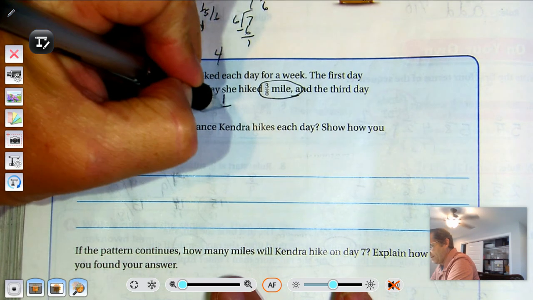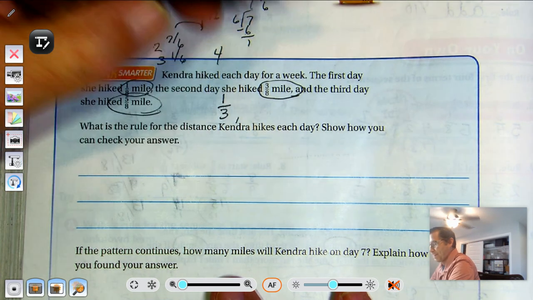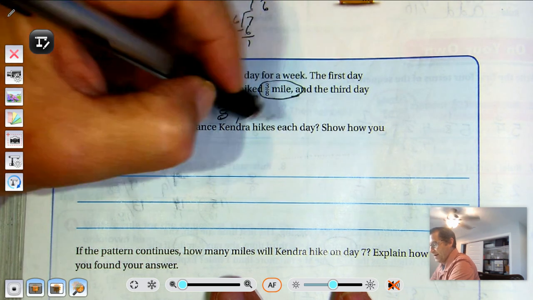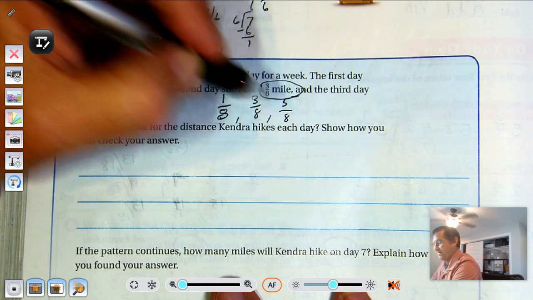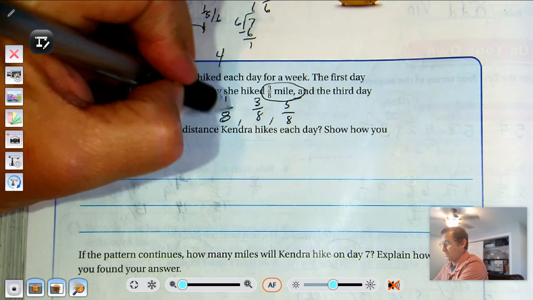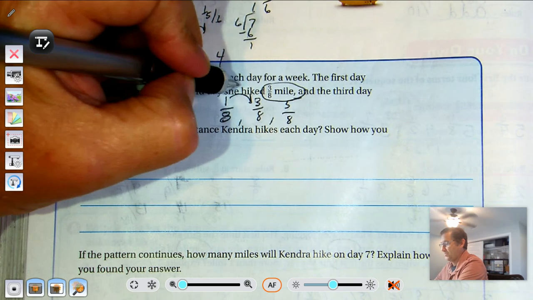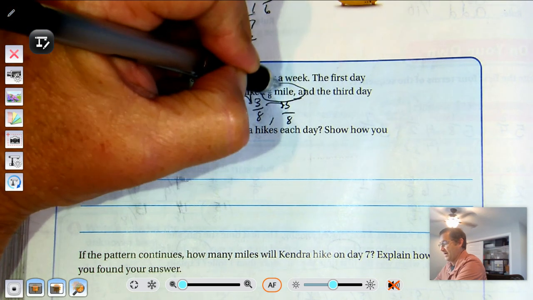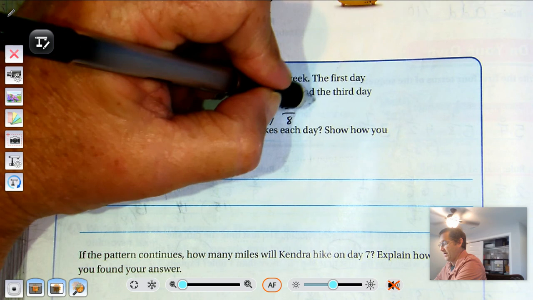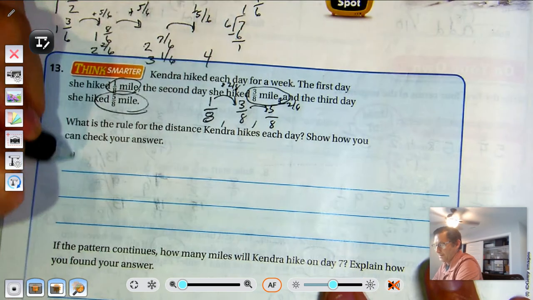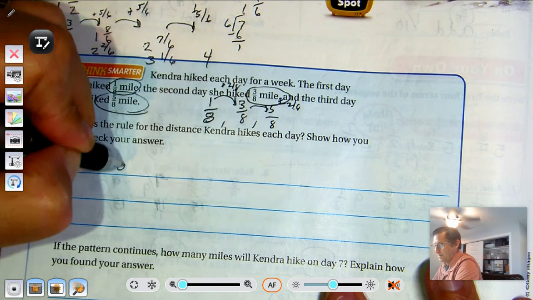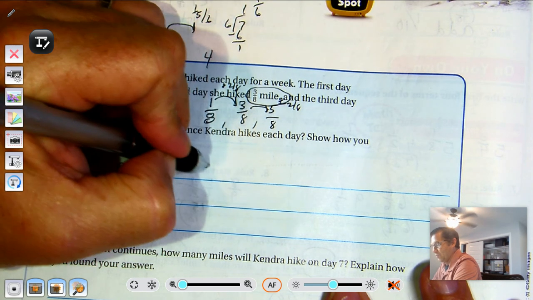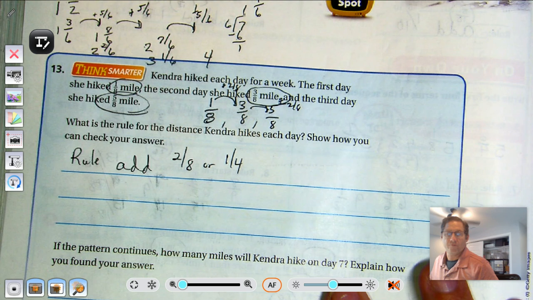Okay, so we had 1/8, 3/8, 5/8. Well, to go from 1 to 3, that's just going to be 2/8. To go from 3 to 5, that's going to be 2/8. So the rule is add 2/8 or 1/4.